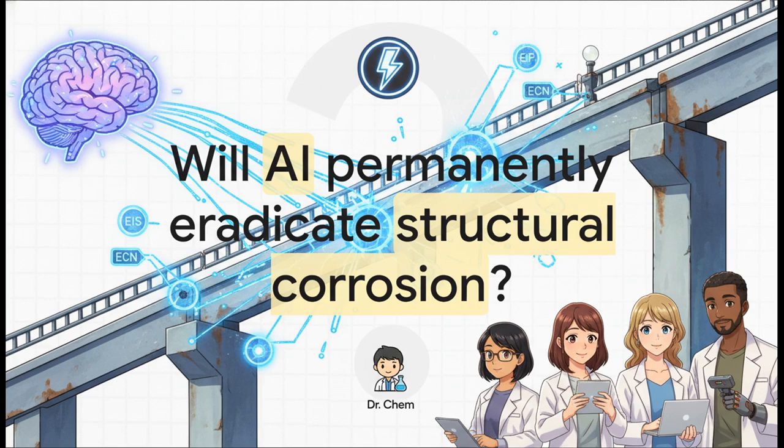Armed with these incredible experimental tools, the future of civil engineering looks brilliant. As artificial intelligence continues to integrate with these live monitoring techniques like EIS and electrochemical noise, it leaves us with a pretty provocative thought. Will intermittent electrochemical control and smart systems permanently eradicate structural corrosion in things like our concrete bridges? Will unexpected corrosion soon be a thing of the past?